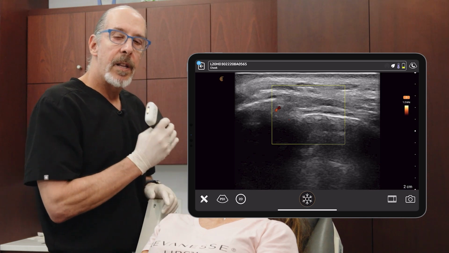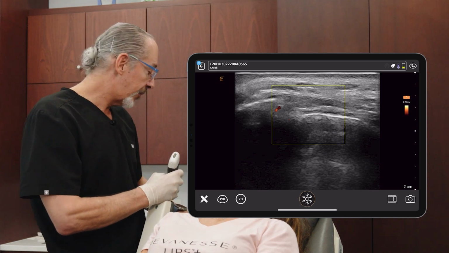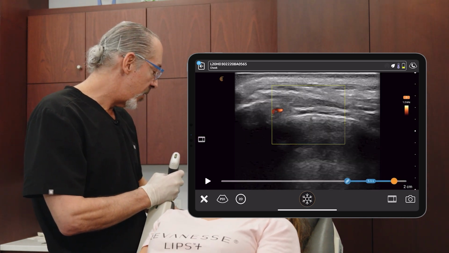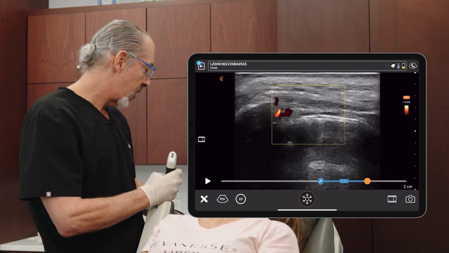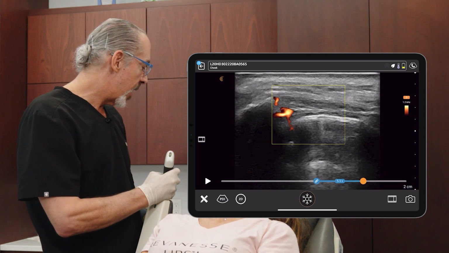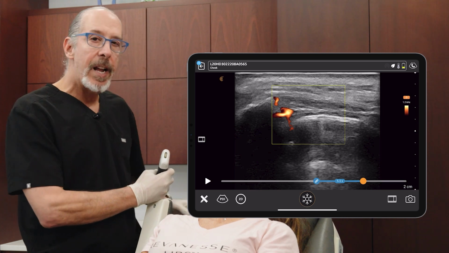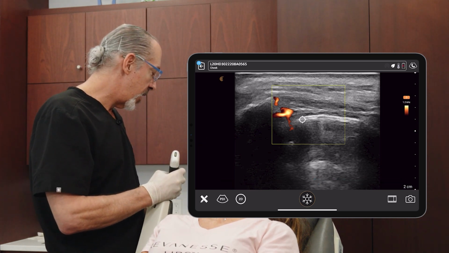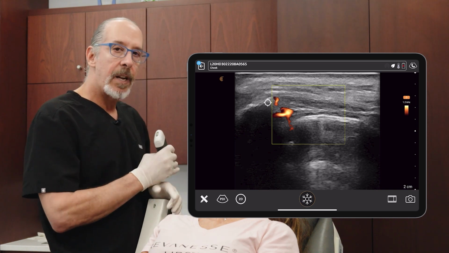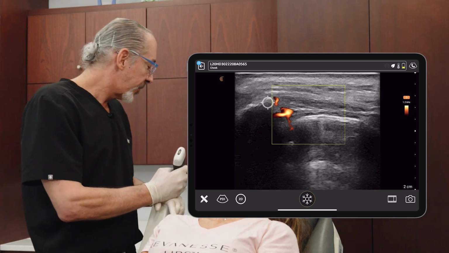So at this point, this is the infraorbital artery. I'm going to show you a little better view of it right there. And you can see that there's a break in the bone. So here's the bone here, here's the bone here, and you see the artery coming through that foramen.